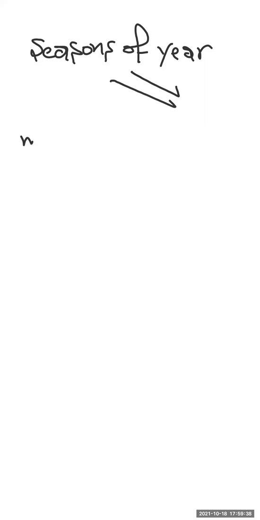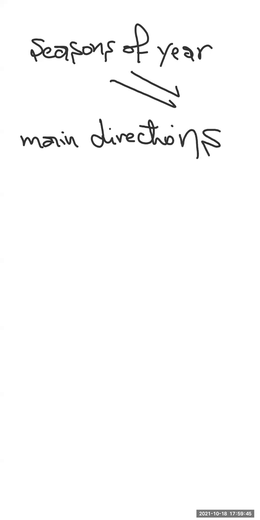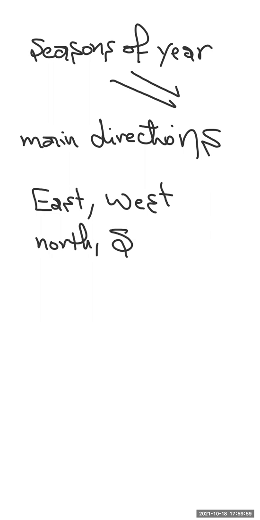Also, the main directions. Here I mean the geographical directions, like east, west, north, and south. They are 4 main directions, okay? And they are east, west, north, and south. So we can consider that one also as a set.